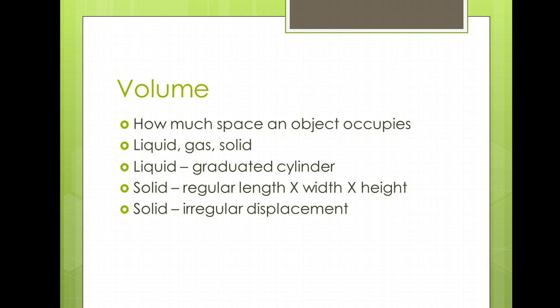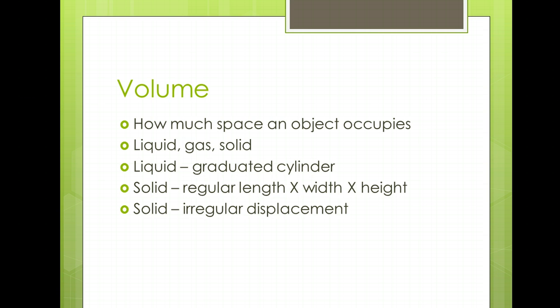You would read the amount of liquid by looking at the graduations on the cylinder at eye level and reading the bottom of the meniscus. If you have an irregular solid, the method you use is called displacement. You would first put liquid in a graduated cylinder and write down the measurement of how much liquid is in the cylinder.